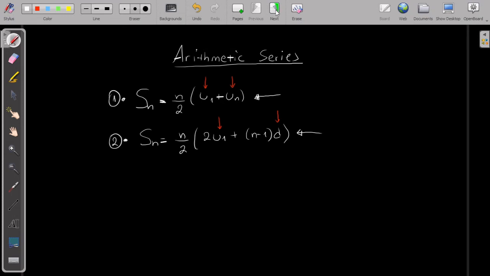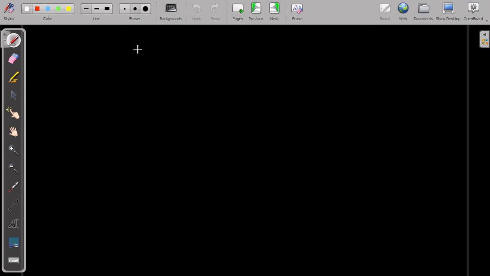Now let's see a practical problem. Before that, let's see what this arithmetic series is. Basically, I want to calculate the sum of the first 10 terms. Let's say I have this problem. The first term of the arithmetic sequence is u1 equals 5, and the last term, which is the 10th term, is 50.